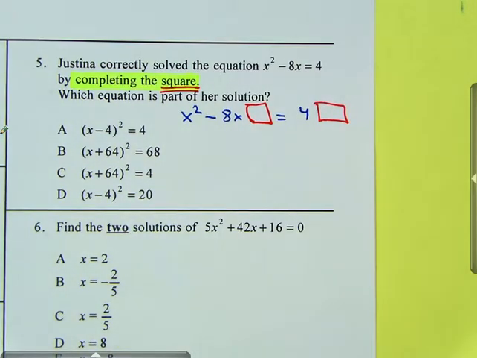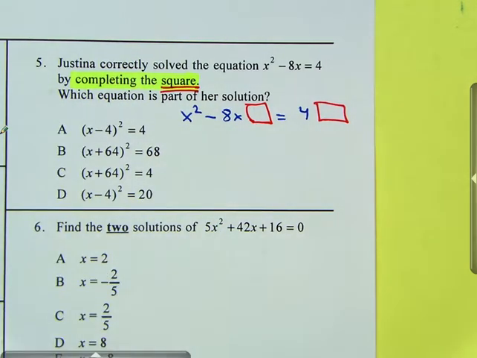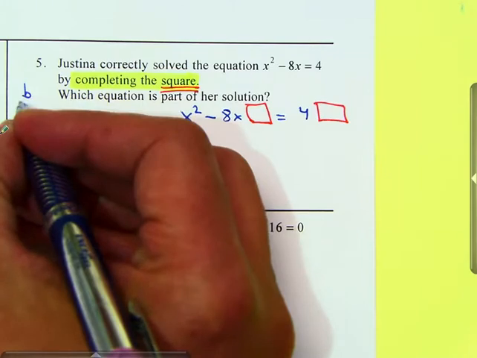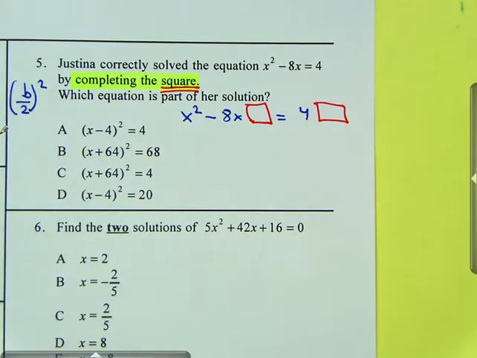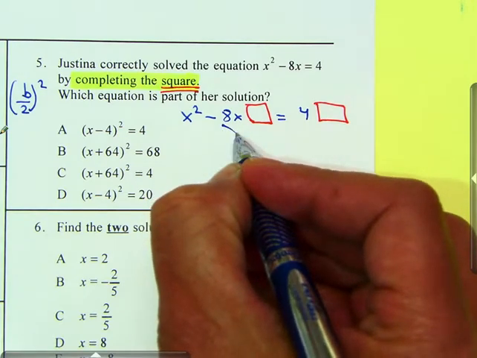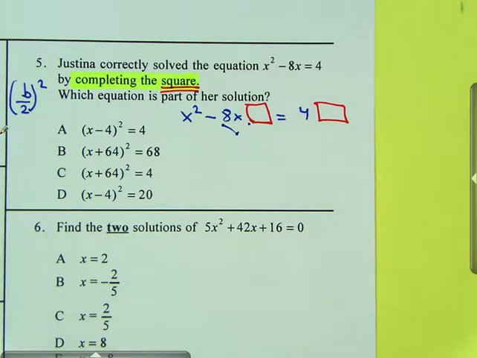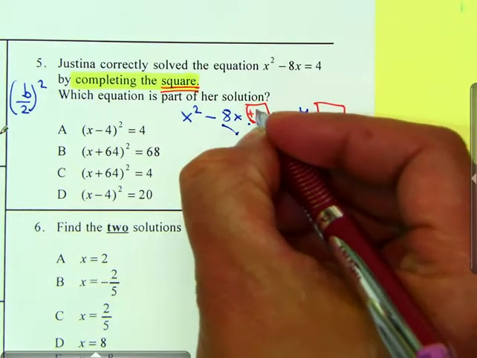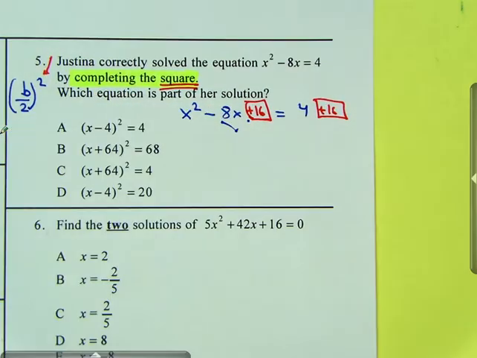And I need to remember, how do I come up with this number? Correct. You take b, you take half of it, and then you square it. So what's half of negative 8? Negative 4. Negative 4 times negative 4 is positive 16. Remember, whatever you place inside the square, it will always be positive, since you are going to square it.